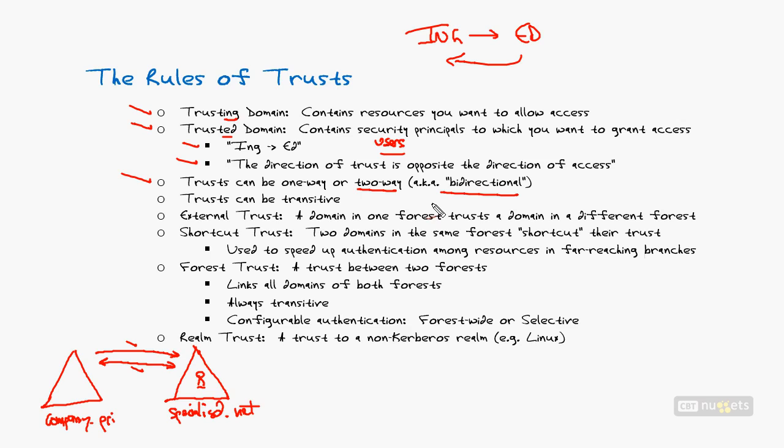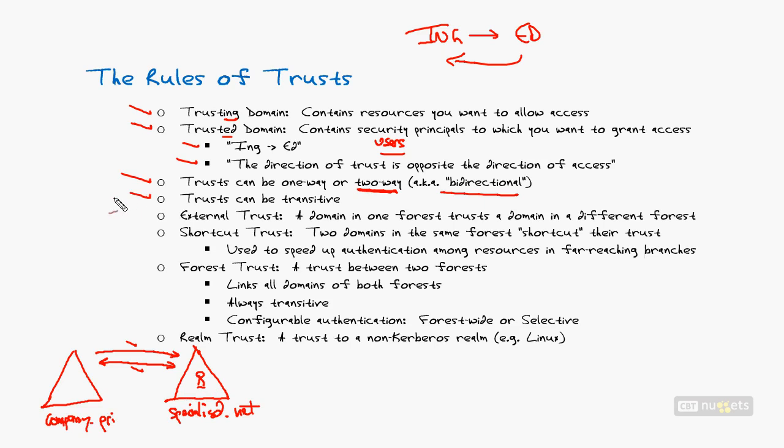Back in the days when Active Directory first was around, we didn't have those kinds of technologies, so we had to think more about its use. Most in the real world of your domain trusts are going to be two-way, and I'm going to show you a two-way trust here when we take company.pri and trust it up with specialized.net.